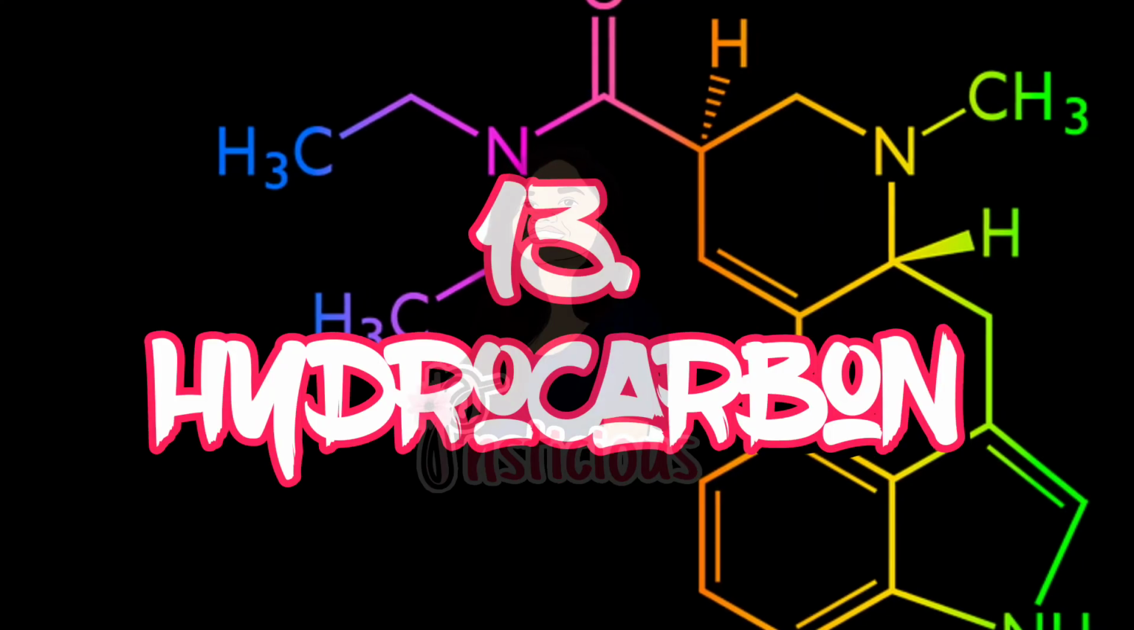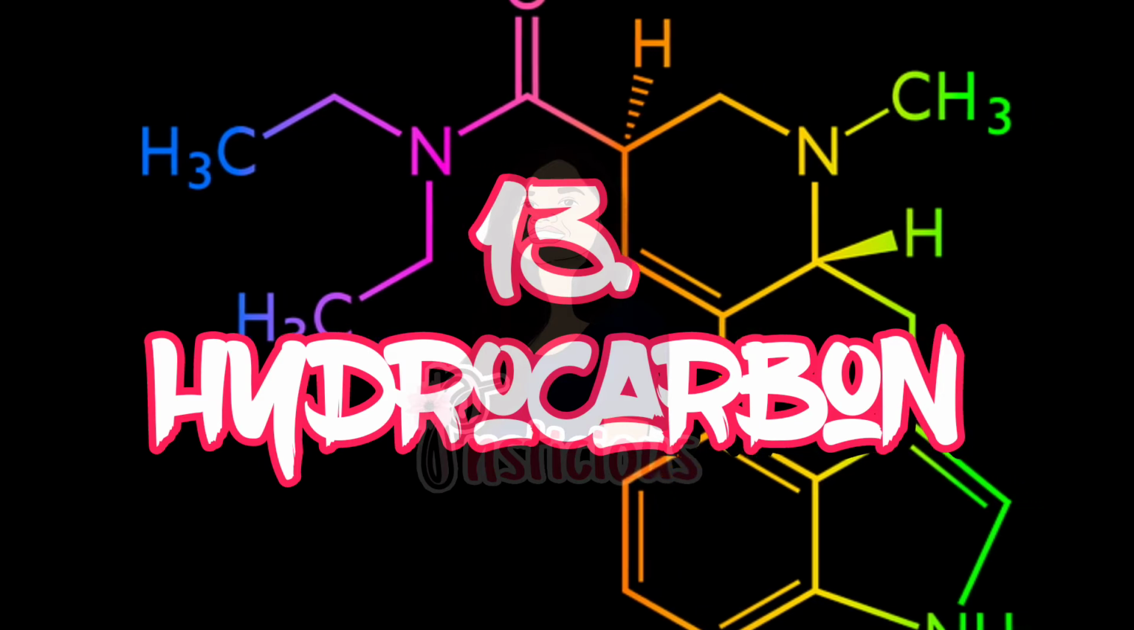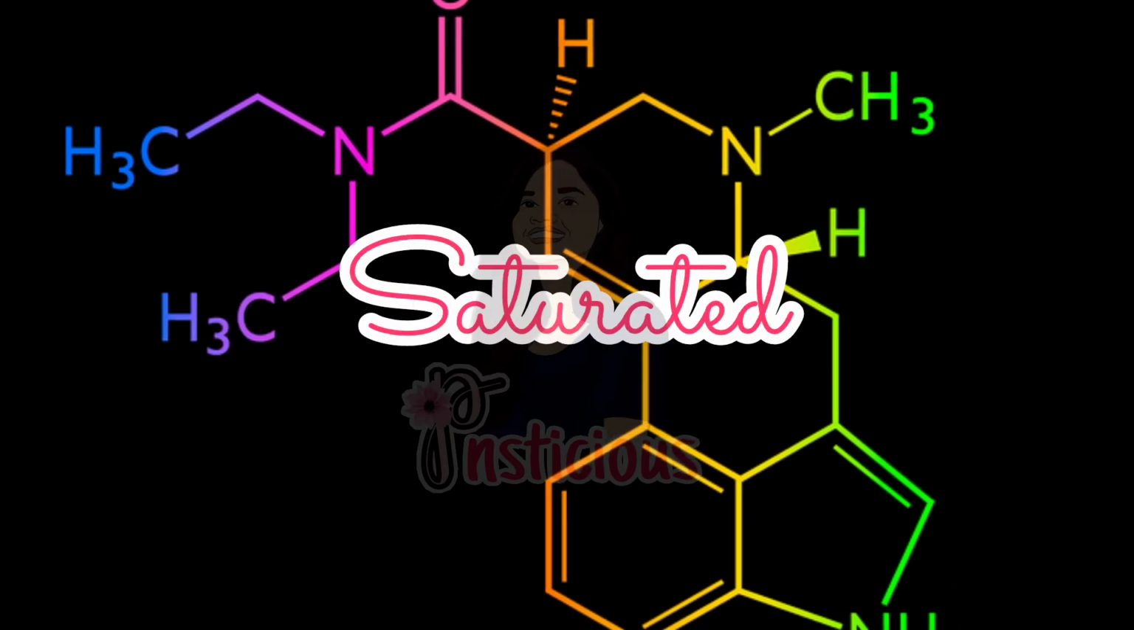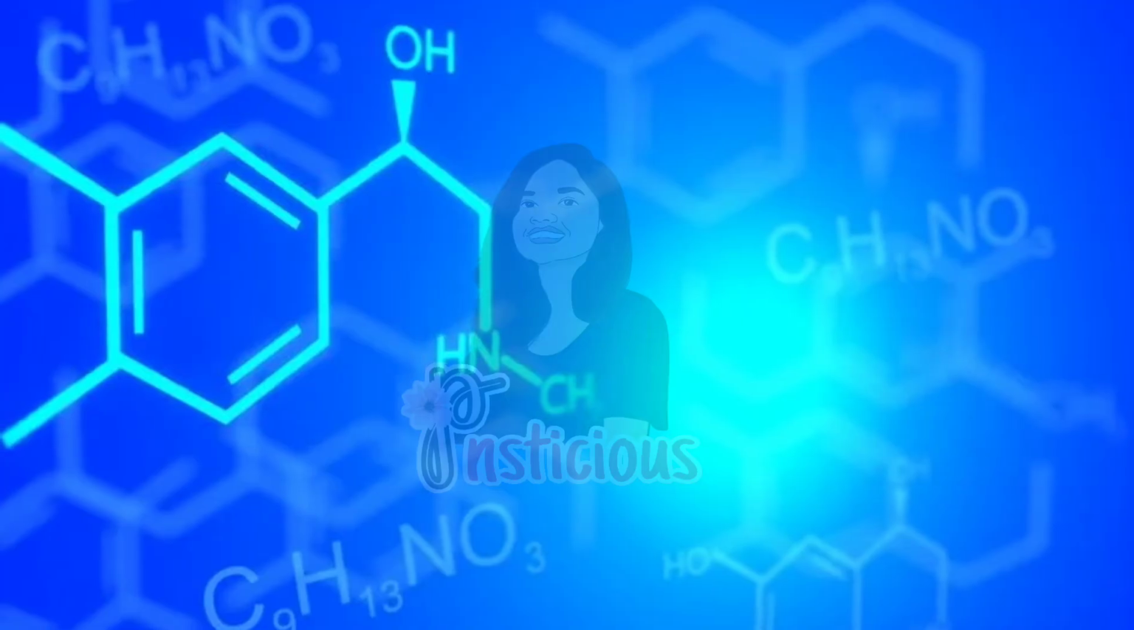Then comes unit number 13, which is Hydrocarbons. This chapter describes the types of different hydrocarbons, what are saturated and unsaturated, what are aromatic hydrocarbons, etc.